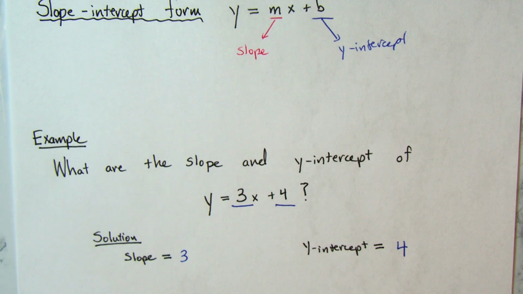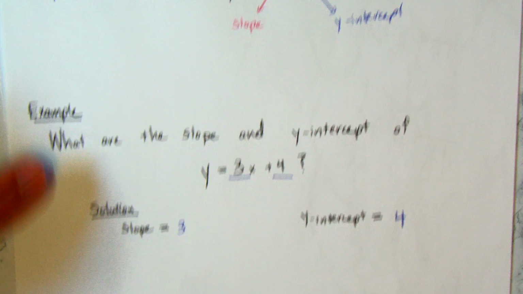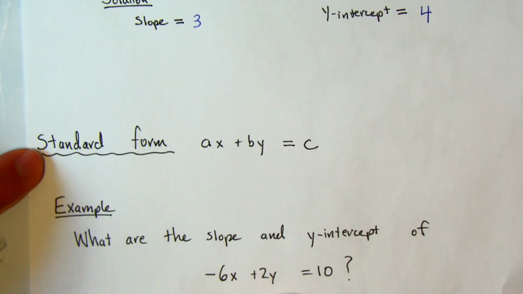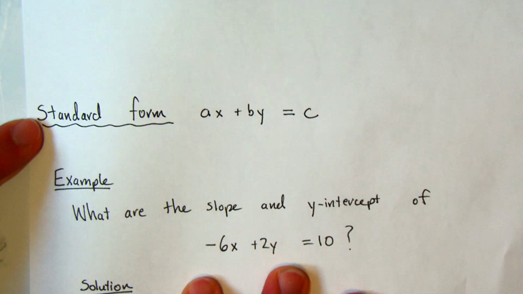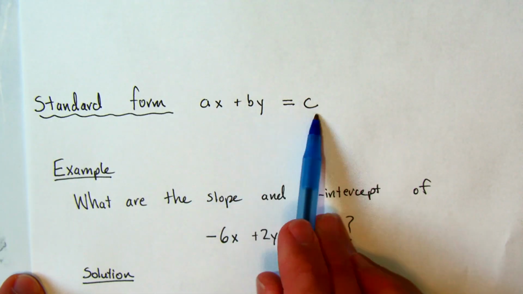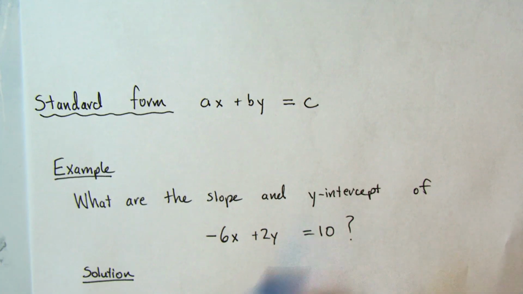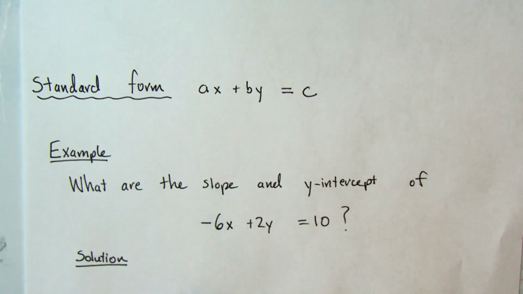So now we're going to talk about a different kind of equation, different from slope-intercept form, and it's called standard form. Standard form is when an equation looks like this: ax plus by equals c, where a, b, and c are numbers. So here's an example. This is standard form. You can see that it's ax plus by equals c. It's written kind of like this.